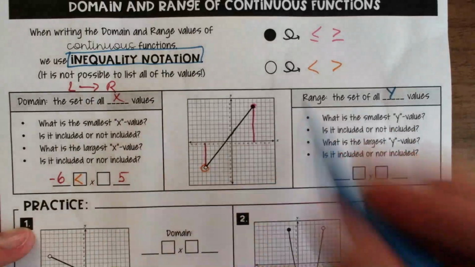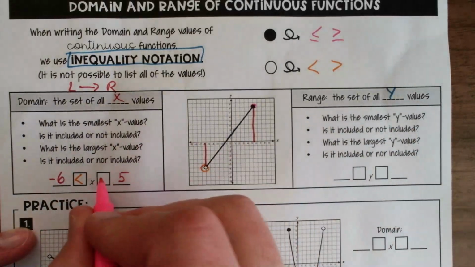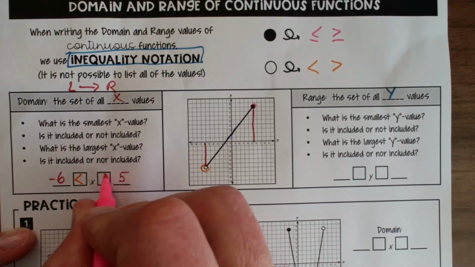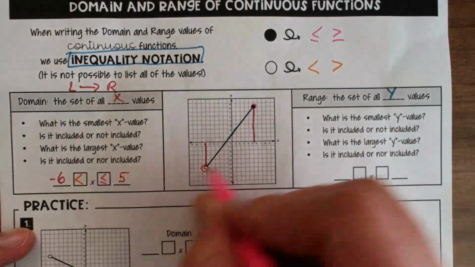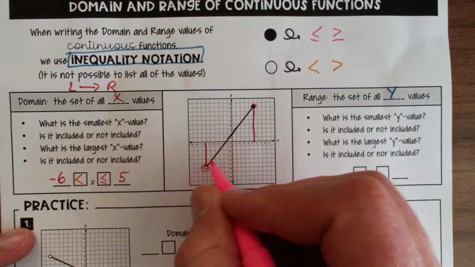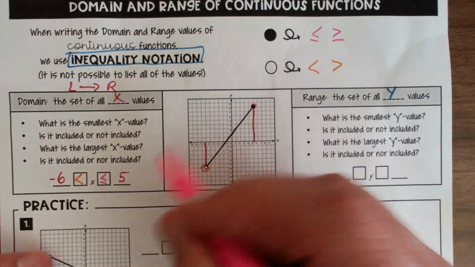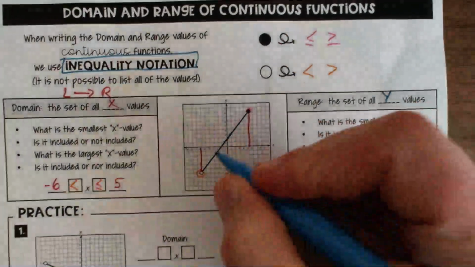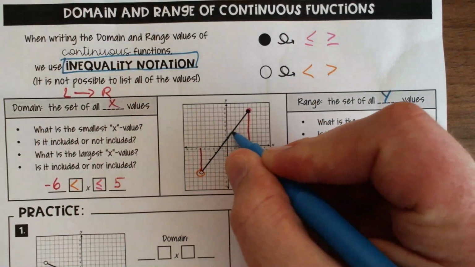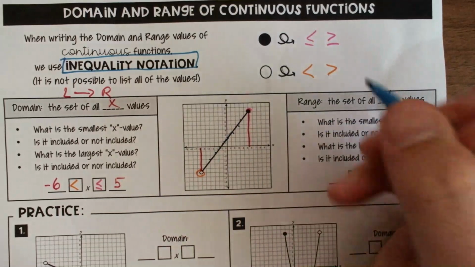And because this is a closed circle, we would say it starts at -6 and includes 5. So all of these values between -6 and 5 all work, including 5. What we're also saying there is you could pick any number you wanted between -6 and 5, and that would end up on this graph. It would end up on this line somewhere.